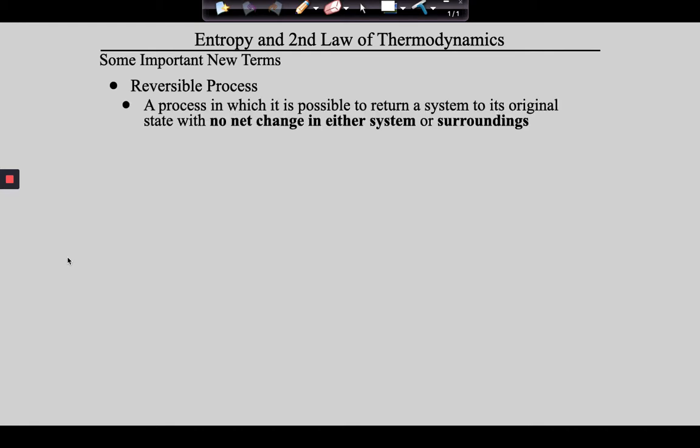So guys, a reversible process is a process in which it is possible to return something to its original state with no net change in the system or the surroundings. Which, Chandler, you're going to find out sort of gets to what you were talking about a second ago with the freezing stuff.